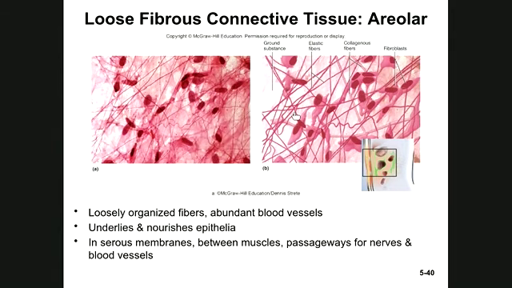They have many blood vessels and they can nourish the epithelium for us, and it's located beneath the epithelium. You see that we have very unorganized fibers. The cells are scattered between them, and you can see ground substance as you see here in this picture.